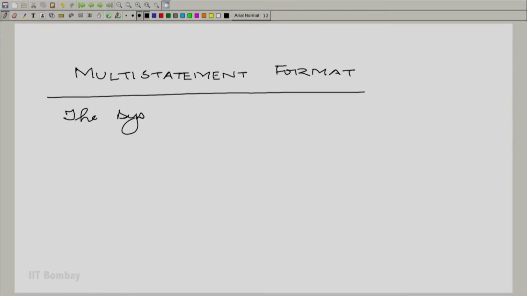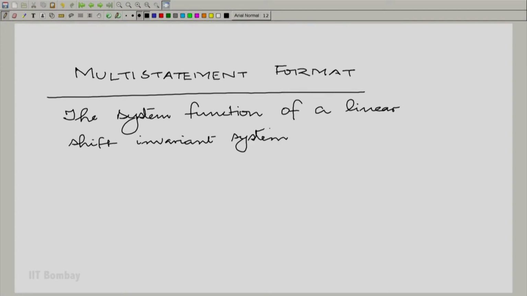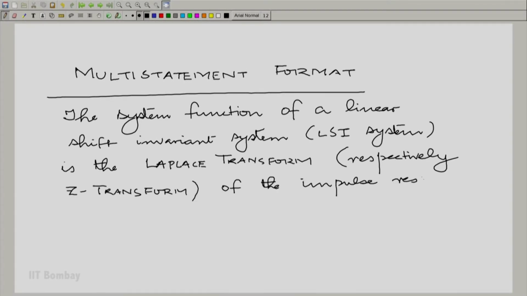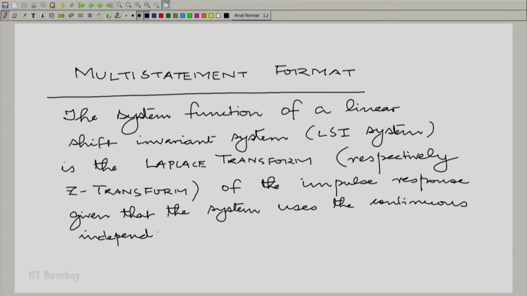The system function of a linear shift invariant system is the Laplace transform, respectively Z transform. So, we use the word respectively, of the impulse response, given that the system uses the continuous independent variable, and here we say respectively discrete independent variable.